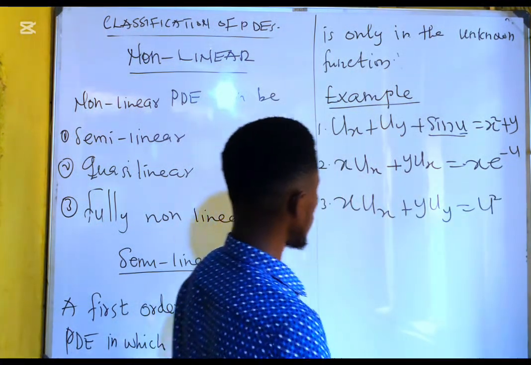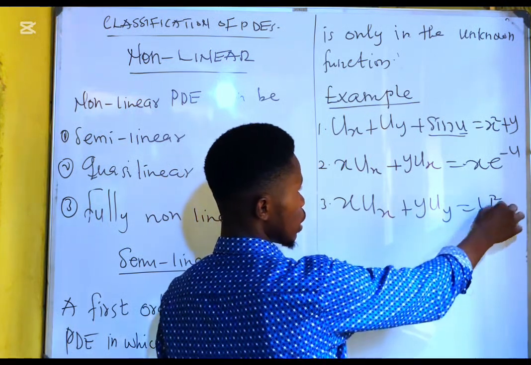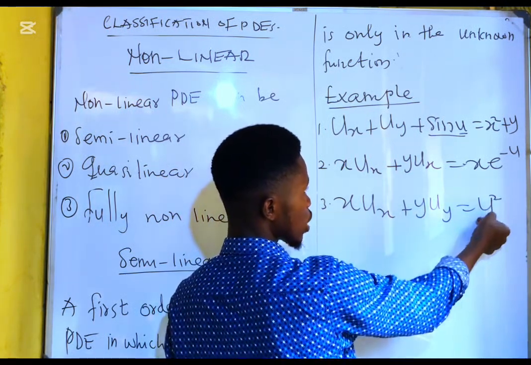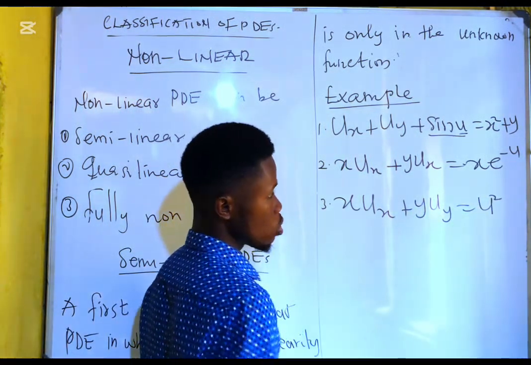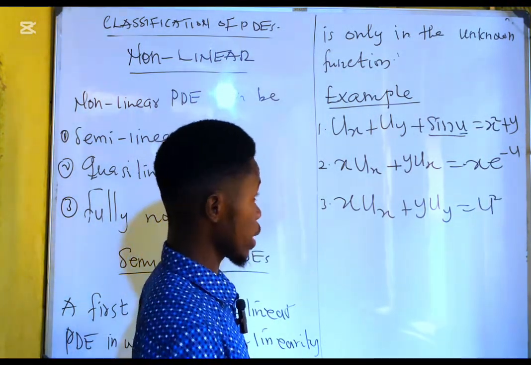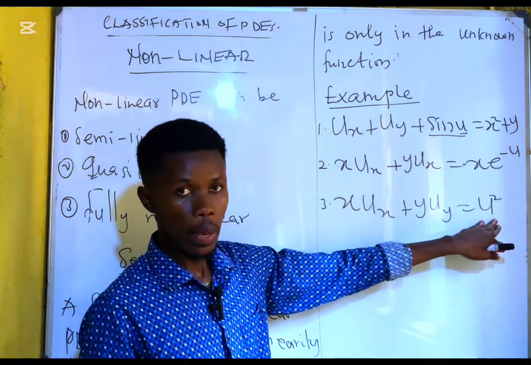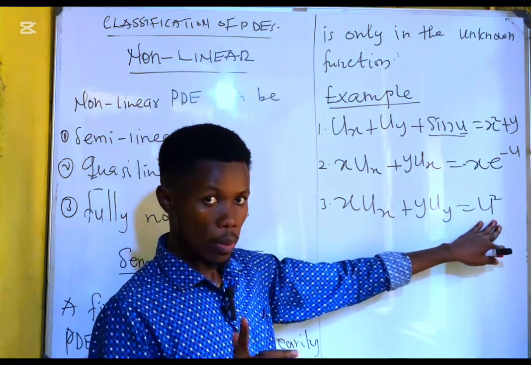The unknown function. If you also look at this one here, the same thing, the non-linearity is happening on this u. It is u squared; it's supposed to be u power 1, but it's squared now. So the non-linearity is happening on this. That makes it what? Semi-linear. So you should understand the semi-linear very well.